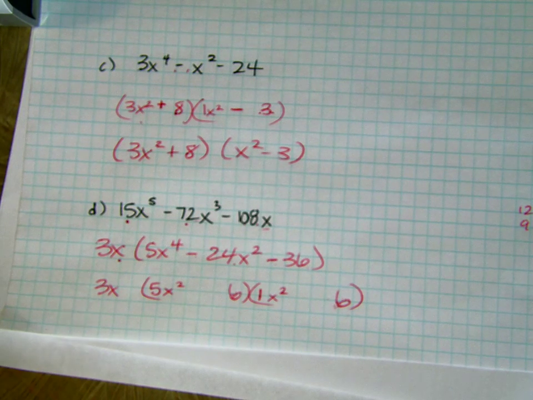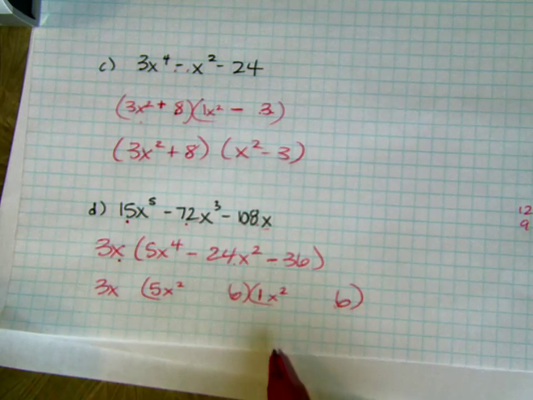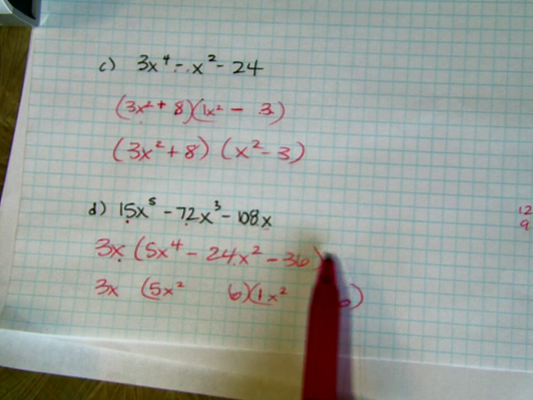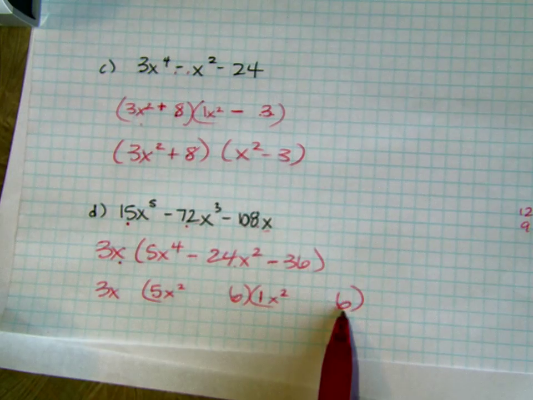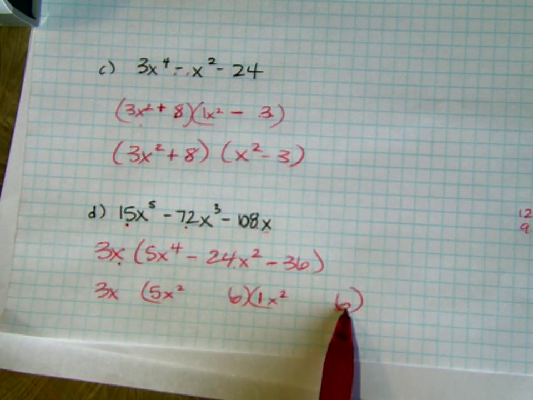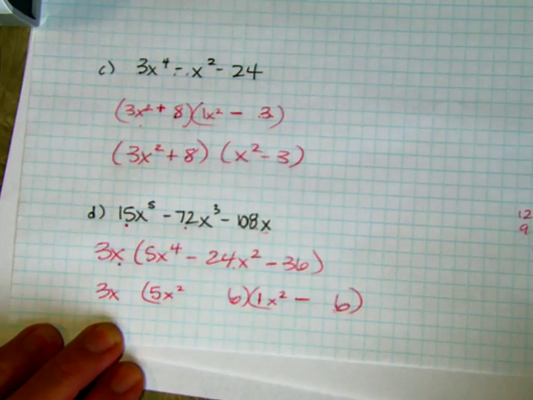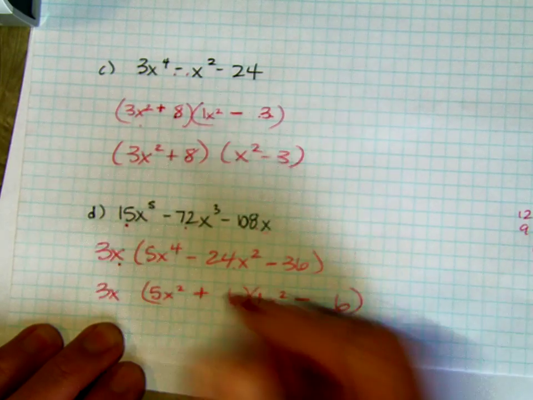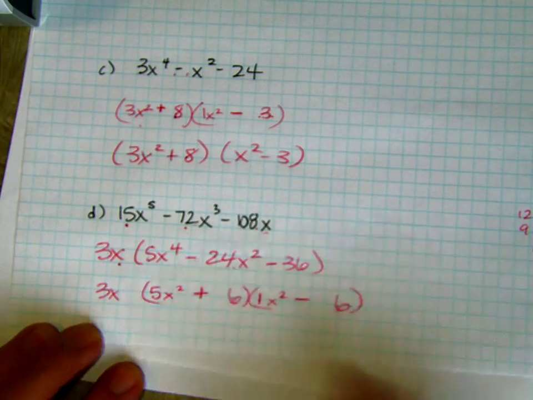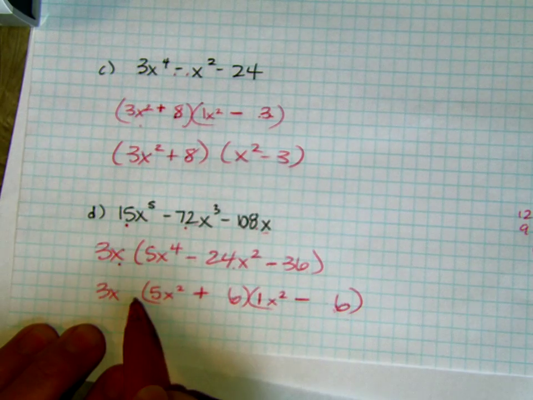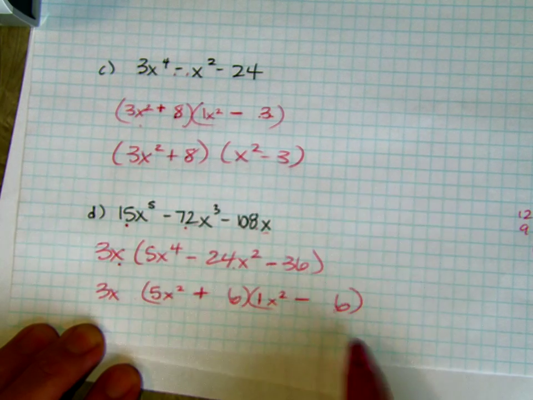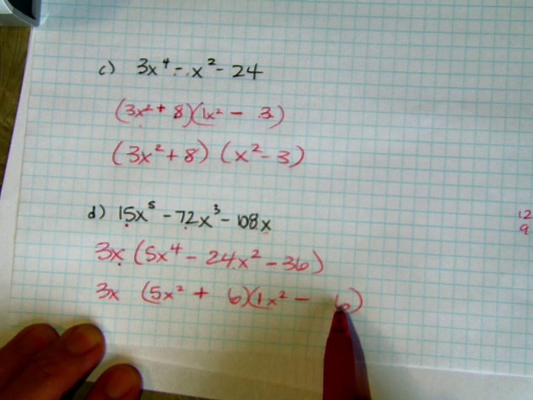Okay, next video will be solving, but I had to redeem myself. I knew there was another set of factors for 36. Duh, you guys were all thinking it. 6 and 6, right? So I get a 30 and a 6. That'll completely give me a negative 24. My 30 has to be negative. My 6 has to be positive. And then there's my 3 factors. 3x times 5x squared plus 6 times 1x squared minus 6.